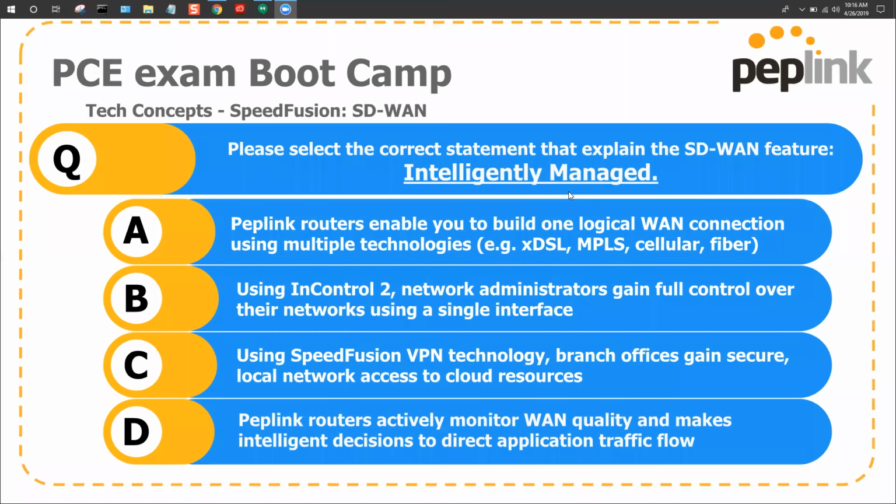And then finally, please select the correct statement that explains the SD-WAN feature intelligently managed. Routers enable you to build a logical WAN using multiple tech. IC2 gives you network administrators full control over the networks from a single interface. SpeedFusion gives you access to the cloud. Or Peplink routers actively monitor WAN quality and make intelligent decisions to direct application flow.